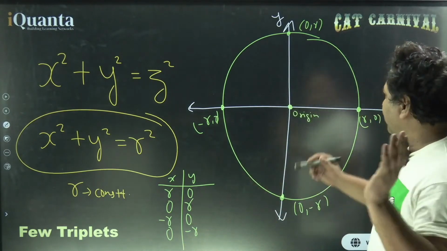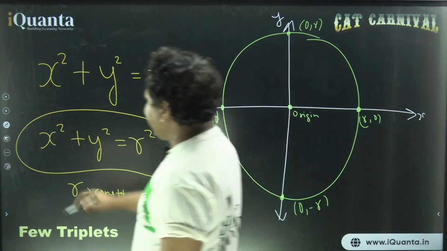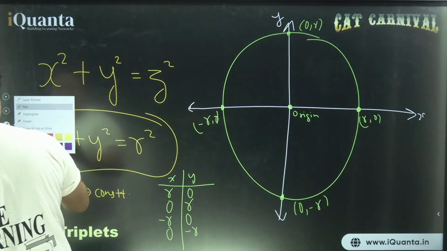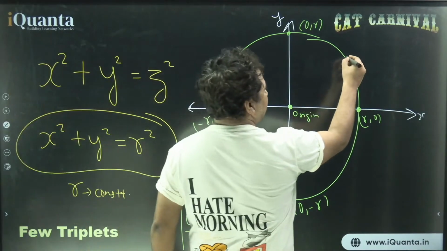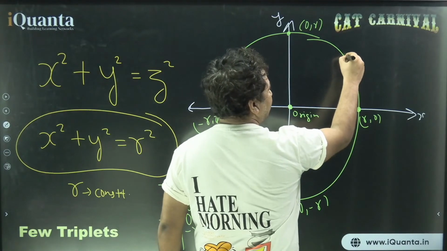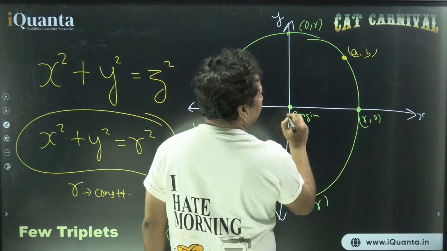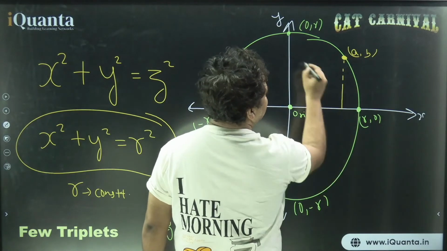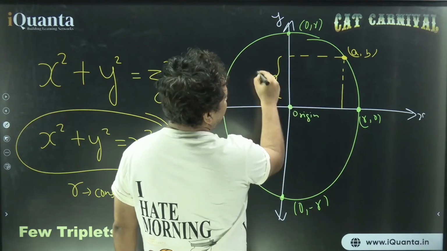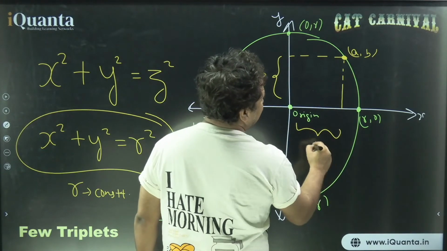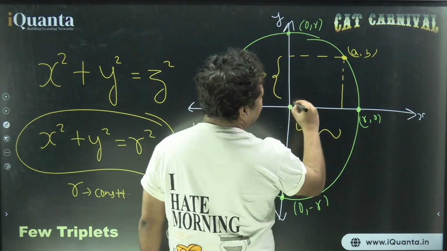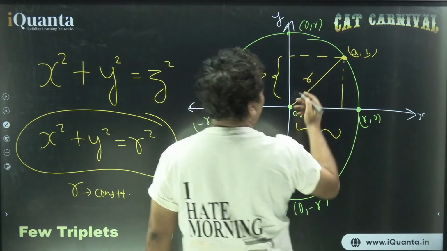अब यहाँ पे और कोई भी पॉइंट मैं उठा लूंगा. Let me pick any point over here. Any point. Let's pick this point. I don't know what's the value of this point. Let this value be a comma b. If I drop it like this, value is b and this value is a. This is a comma b. Then this length will be r only.